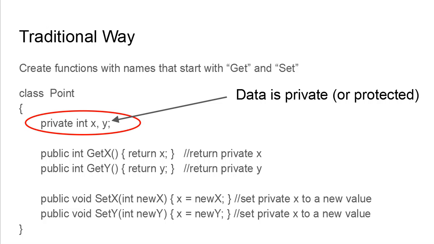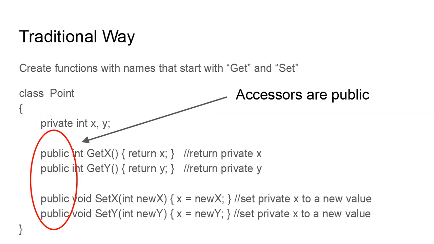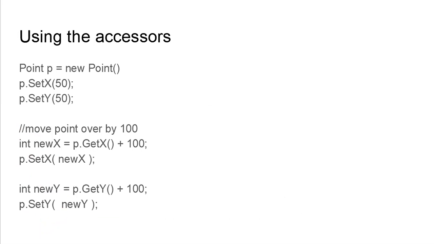So what we've got here is data that is private or possibly protected. Actually, I use protected more than I use private. And then we have public accessors, public getters and setters, that allow us to change that private data. And here's an example of using getters and setters. So maybe we make a new point, and then if we want to set the values of that point, put that point in a position, we have to use the setters. And then if we want to move the point, we have to use the getter, add our number, and then use the setter to change the value of that point, right?